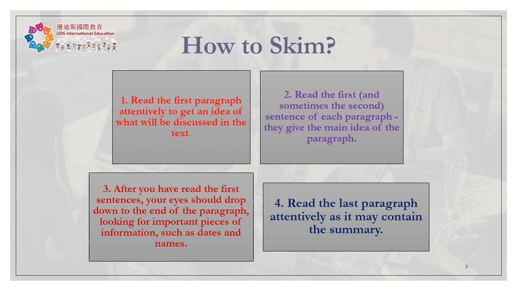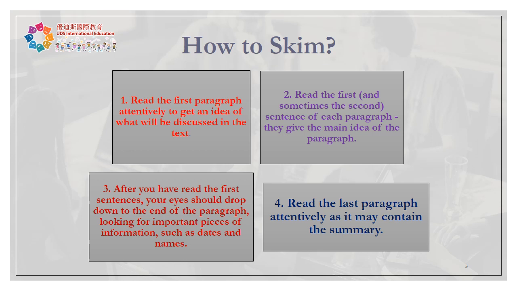Okay, so number three, after you have read the first sentences, your eyes should drop down to the end of the paragraph, looking for important pieces of information such as dates and names. Okay, so remember when you finish reading the first sentence, normally you just go through the paragraph very fast, and then just focus on some important dates and names.